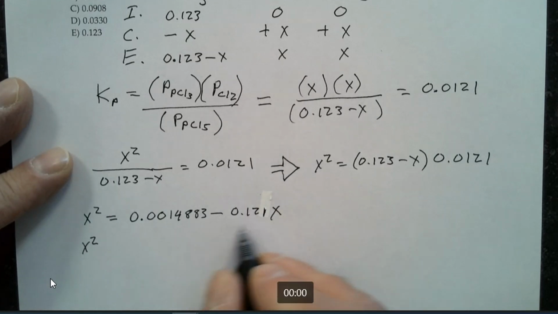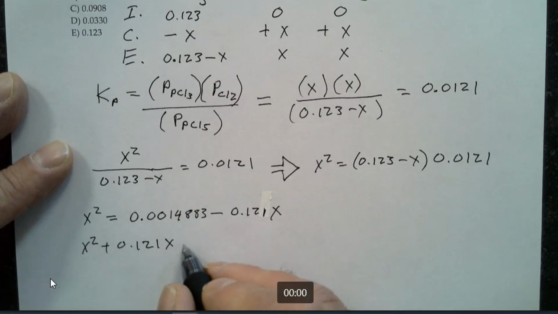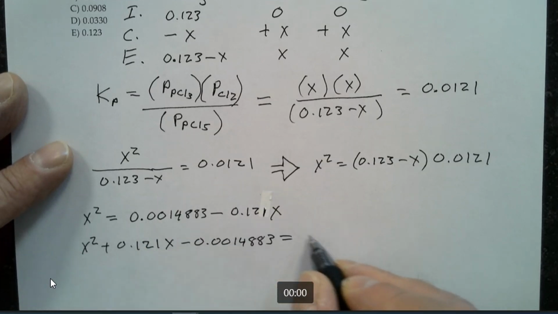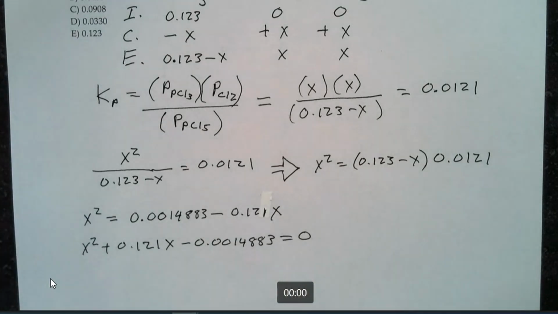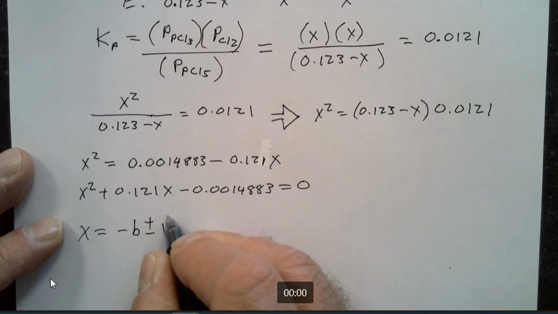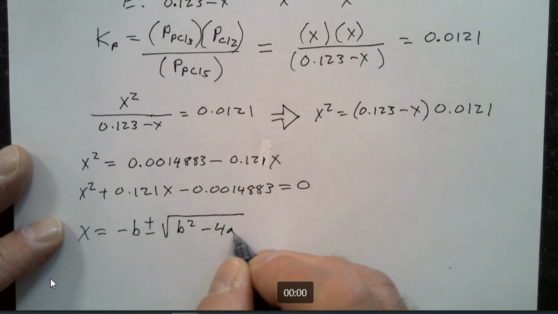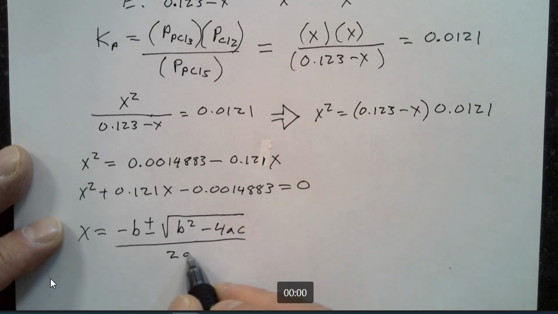I'm gonna add this term to the other side. I'm gonna do it correctly. Now I'm gonna subtract that from the other side. When I do that, that gets set equal to 0, right? Now, why do math teachers get excited at this point? Absolutely. Minus b plus or minus square root of b squared minus 4ac divided by 2a.